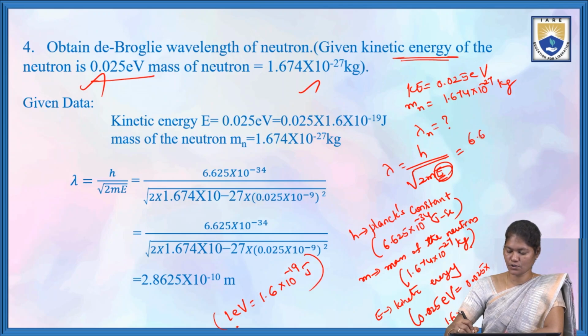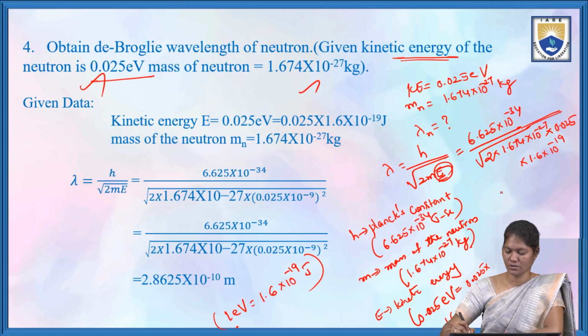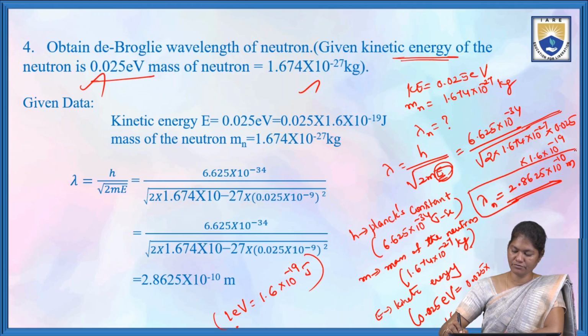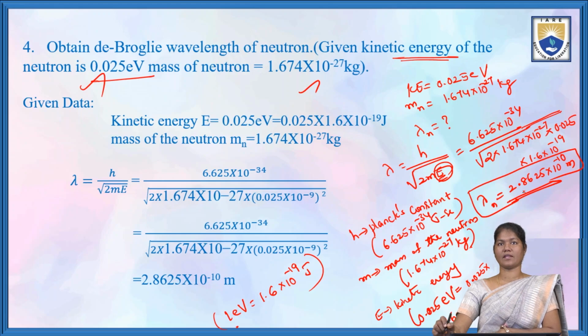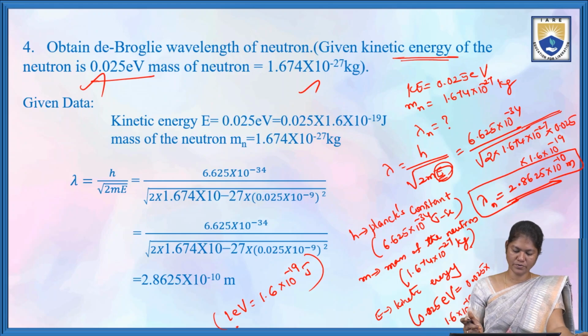So lambda is equal to 6.625 × 10^-34 divided by root of 2 × 1.674 × 10^-27 × 0.025 × 1.6 × 10^-19 joule. Calculating this, we get 2.8625 × 10^-10 meters. This is the wavelength of the neutron.